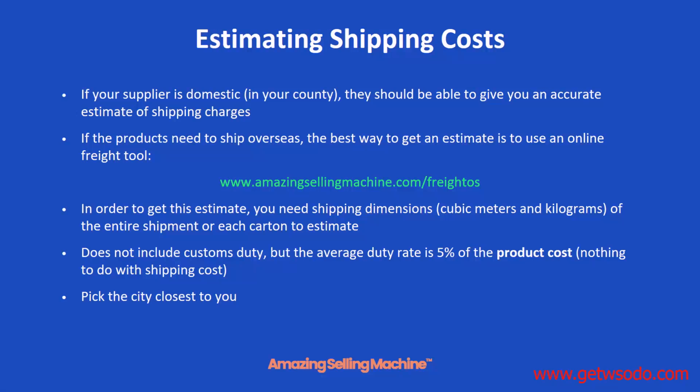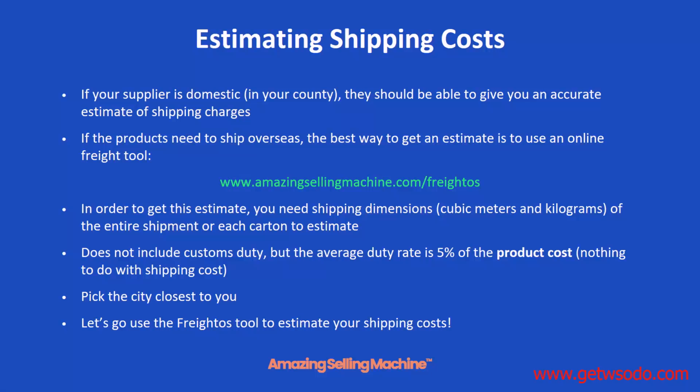Now, the one thing to do when you're trying to get an estimate is to pick the city closest to you that you'll have the product shipped to, because you need to tell the Freightos tool where the product's coming from, so that would be your supplier's city, and then where you're shipping it to. And since we don't really know exactly where it's going to be going to, just pick the city closest to you to get an estimate. And remember, these are just estimates. They're going to vary, but this is just to really determine which of our top 3 products and suppliers we're going to be going with.